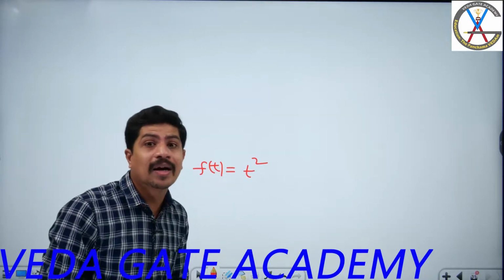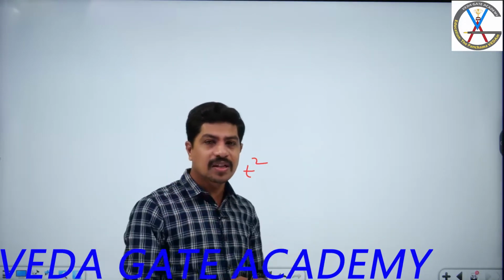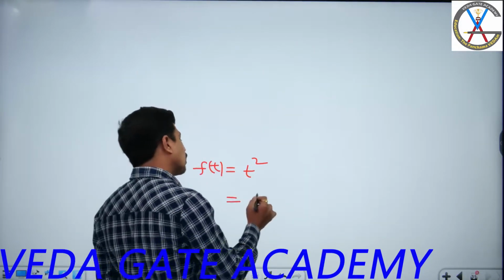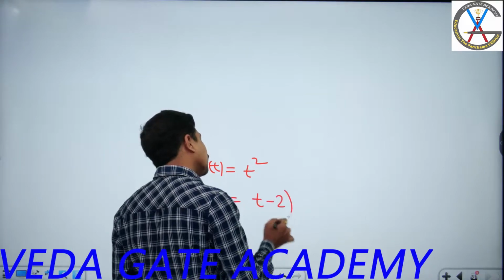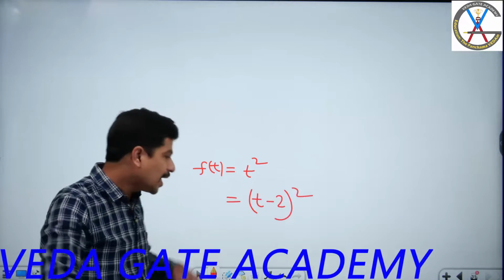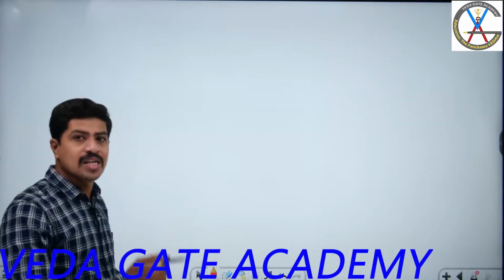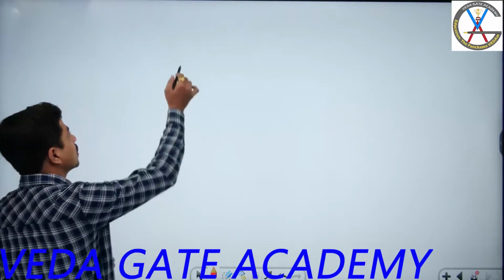What is our variable? t. If this signal is shifted by 2 units, what must be shifted? t has to be shifted, not t square. The variable has to be shifted. I'll explain in a more beautiful manner, by taking the step function, which is very easy for us to discuss.